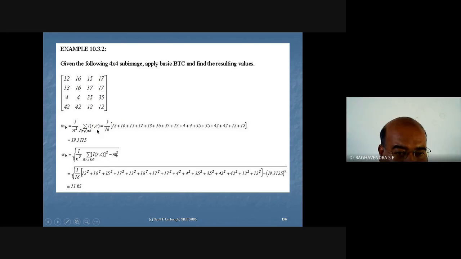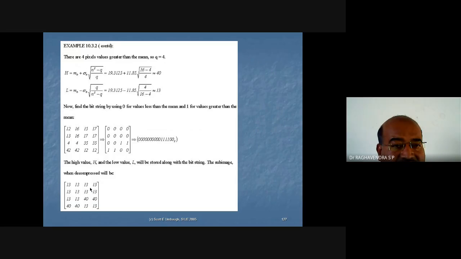And once again, the summation of all this: here only the square of the grade levels should be taken, because every value will be squared. 12 square, 16 square, 15 square, everything will be squared. The summation is then subtracted by 19.3125 square, which is the block mean. When you do this, you are going to get 11.85. You can verify this later on also.